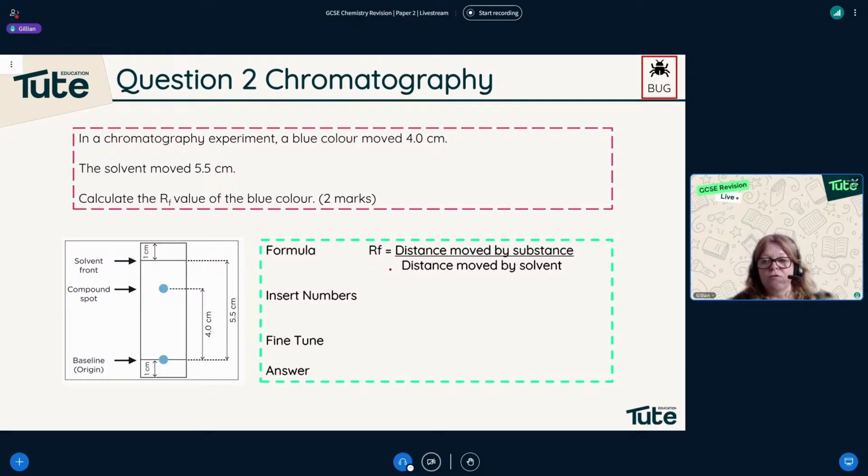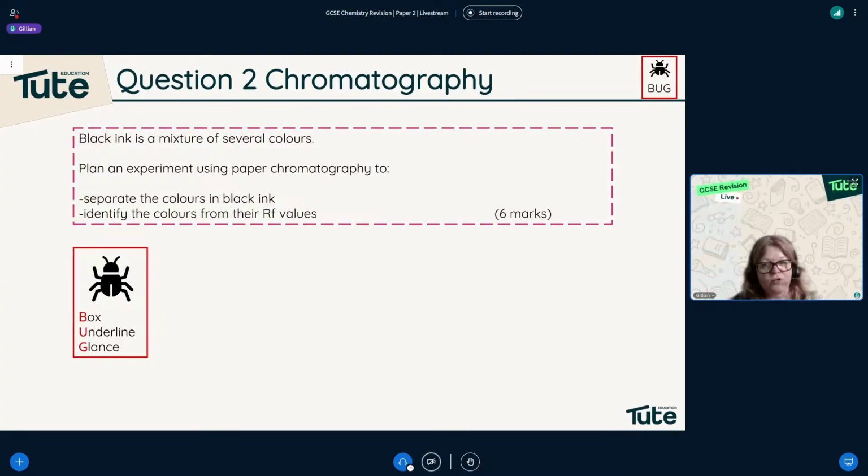So this is our equation. We just need to insert our numbers. So 4 divided by 5.5, because 4 centimetres is the distance moved by the blue colour, and 5.5 centimetres is the distance moved by the solvent. We don't need to fine tune anything. We don't need to do any unit conversions. And our answer is 0.73. And there are no units for the RF value. Okay, so that is another calculation question.